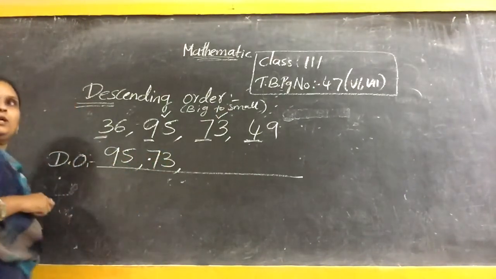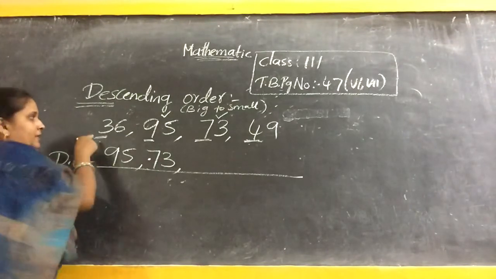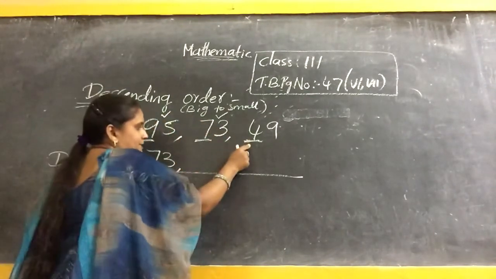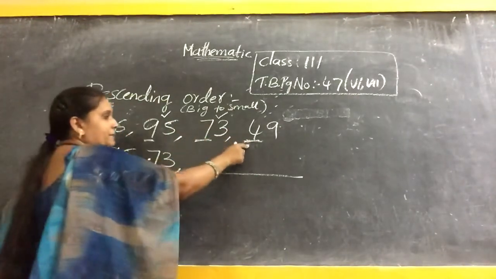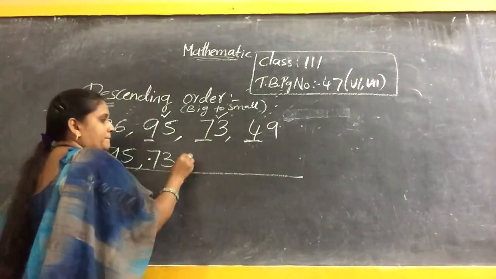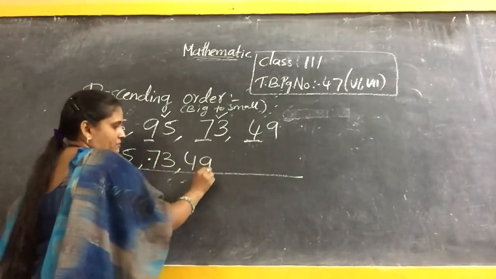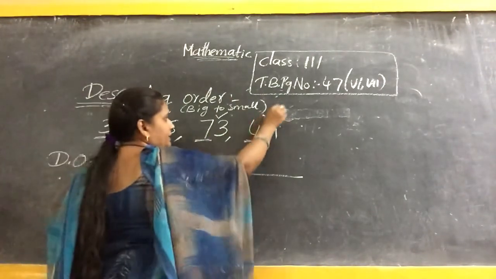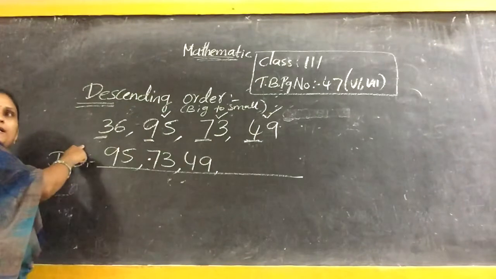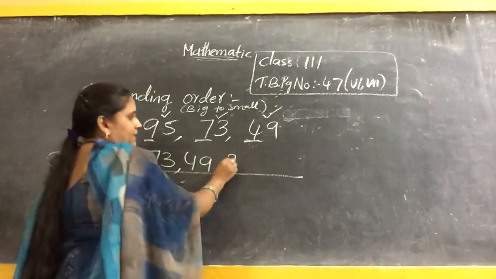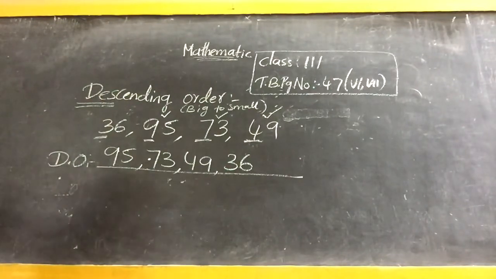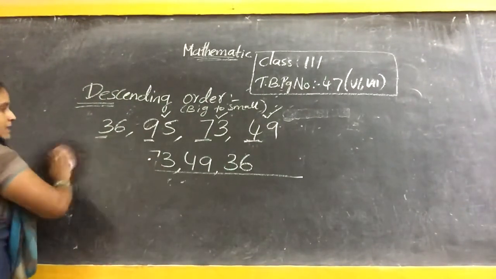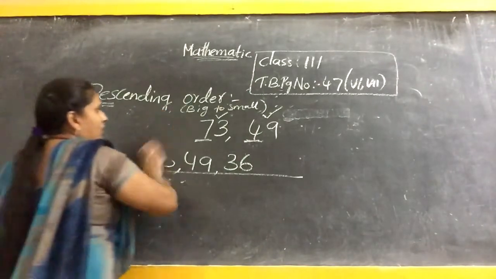Okay, now next. Here 3 and 4 are there. Out of 3 and 4, which is the big number? 4 is the big number. Very good. 4, 9, 49. Put tick mark. And last, what is left over? 3, 6, 36. Okay, so like this, 2-digit numbers can be written in descending order.